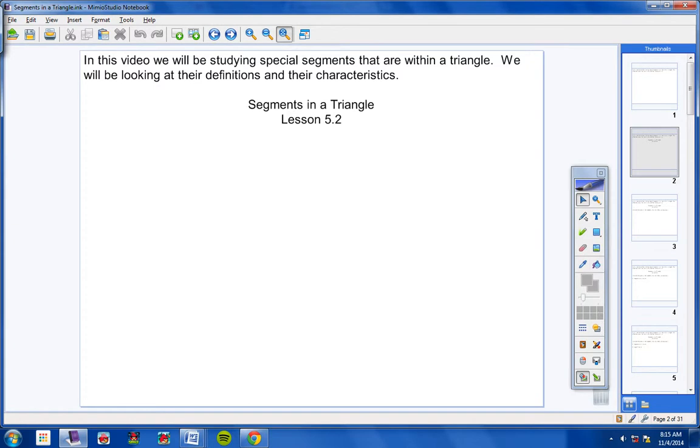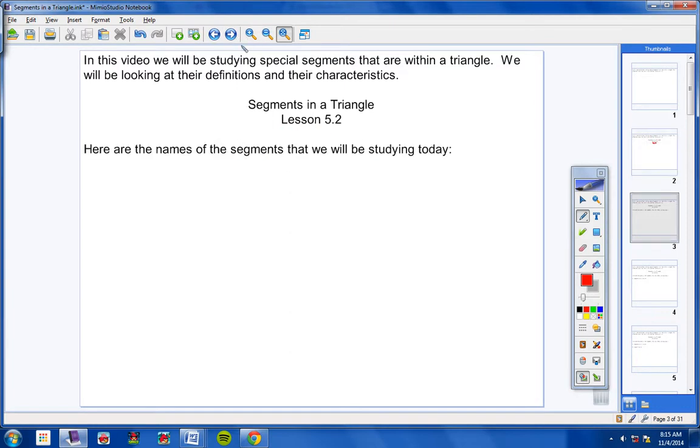Segments in a triangle, lesson 5.2, and be sure to include today's date. All right, continuing on. Now, here are the names of the segments that we will be studying today. You do not need to write these down. Just look up here, and we'll quickly go over what we're going to look at today.